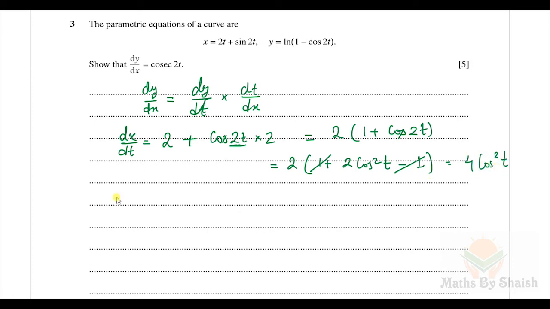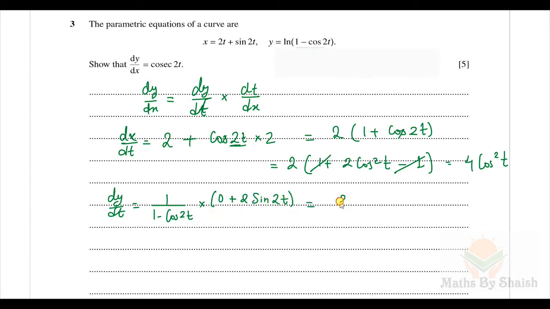Now for dy over dt, the differentiation of y with respect to t, we are again going to use the chain rule. First of all, it is ln of this function, so dy over dt is going to be 1 upon the function, that is 1 minus cos 2t, into the differentiation of this bracket, that is 0 minus, and the differentiation of cos 2t is minus sine 2t into 2, so minus minus becomes plus, and we get 2 times sine 2t.